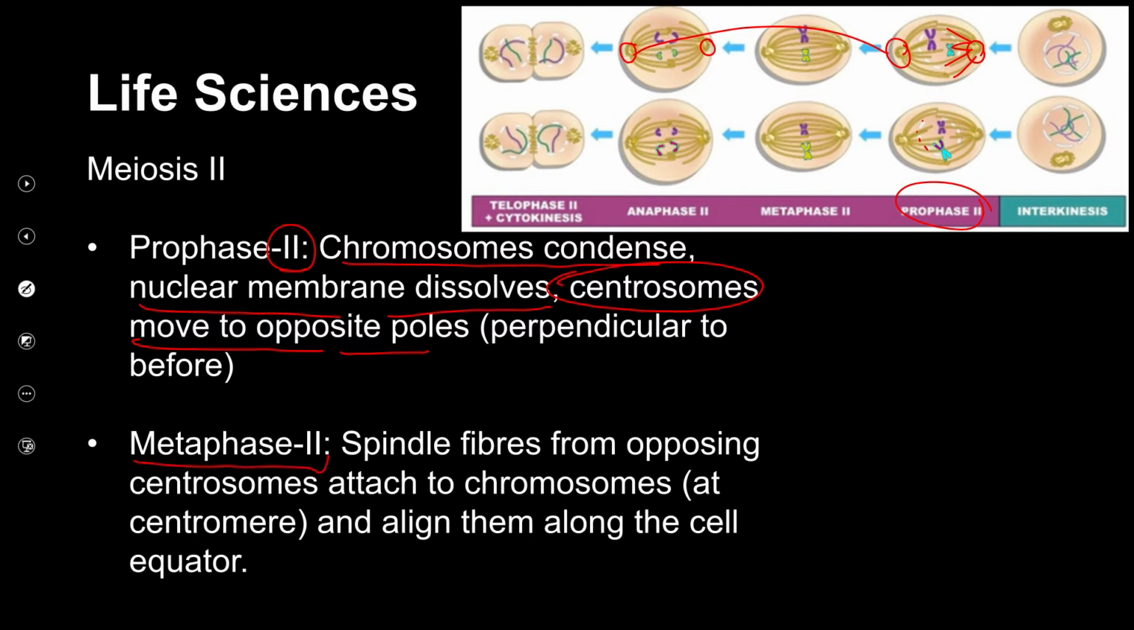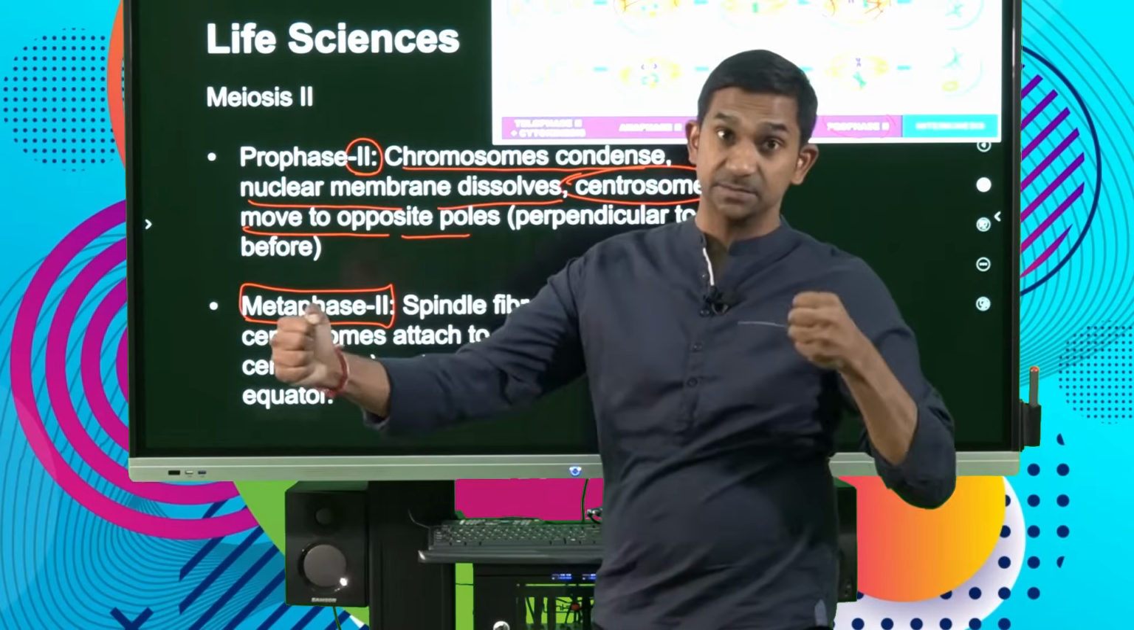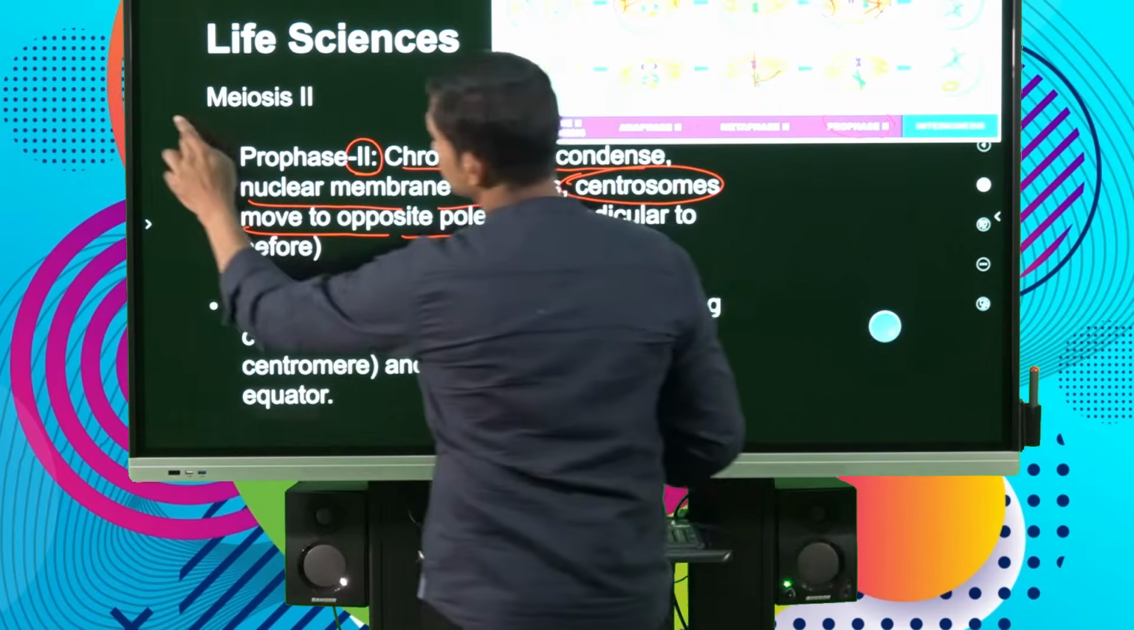During metaphase 2, as I mentioned, these chromosomes now meet along this imaginary equator with their spindle fibers attached to the centromere. And that holds them in position in preparation for the chromatids being separated during the next phase.